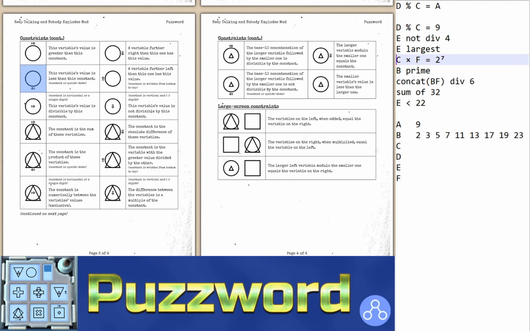Okay, so we know that delta modulo Charlie has to be 9, and Charlie has to be a power of 2. This obviously means that Charlie is greater than 9. So what powers of 2 are there that are greater than 9? There's only 16. Before that it's 8, and after that it's 32. So Charlie is definitely 16, which means that delta modulo 16 is equal to 9.